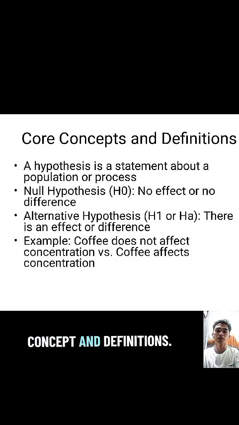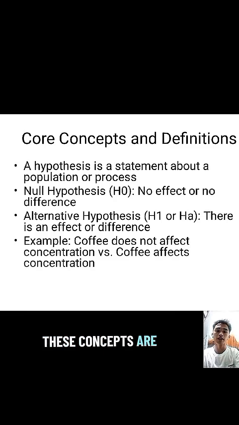Next is core concepts and definitions. A hypothesis is a statement or assumption about a population or a process. In hypothesis testing, there are usually two hypotheses, the null and the alternative. First is the null hypothesis. It states that there is no effect, no difference, or no relationship between variables. The alternative hypothesis states that there is a relationship, effect, or difference. The main goal is to test whether the evidence is strong enough to reject the null hypothesis.